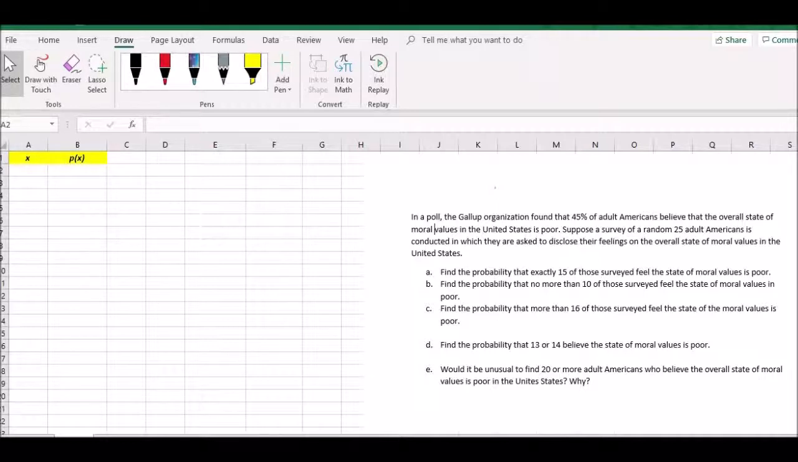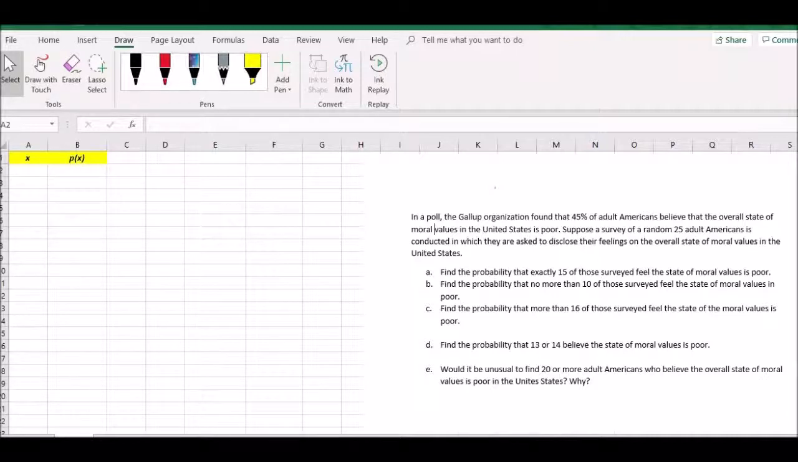The stem of the question says, in a poll, the Gallup organization found that 45% of adult Americans believe that the overall state of moral values in the United States is poor. Suppose a survey of 25 random adult Americans is conducted in which they are asked to disclose their feelings on the overall state of the moral values in the United States. And we want to answer the following questions.